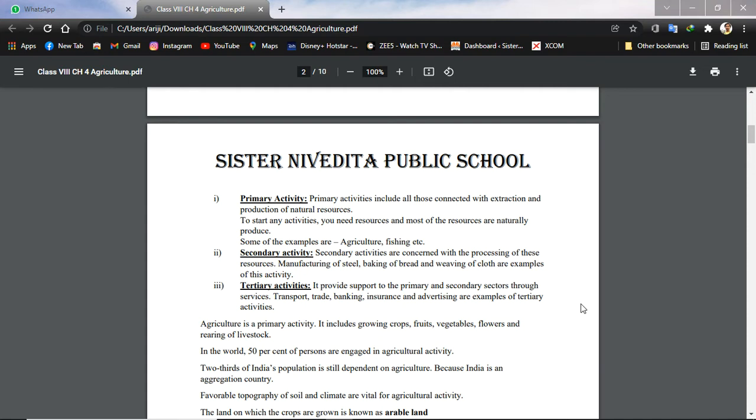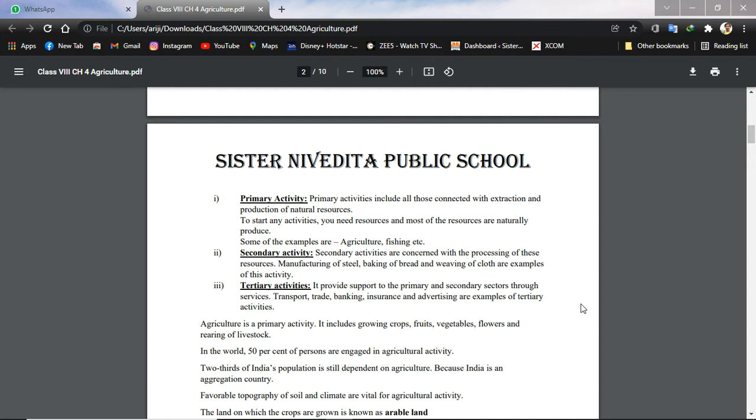Now coming to the next one, the secondary activity. The secondary activities are wholly dependent upon the primary activity. They are concerned with the processing of those resources. Manufacturing of steel, the manufacturing of clothes, as well as the weaving of clothes, are included in the secondary activities.